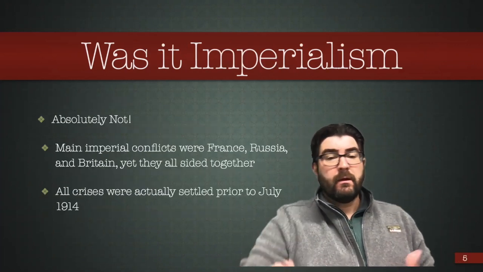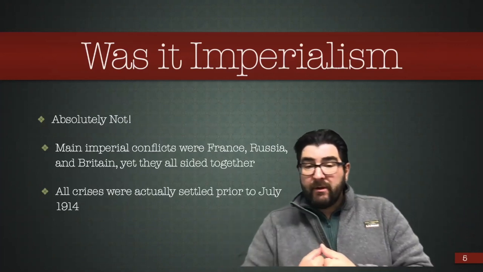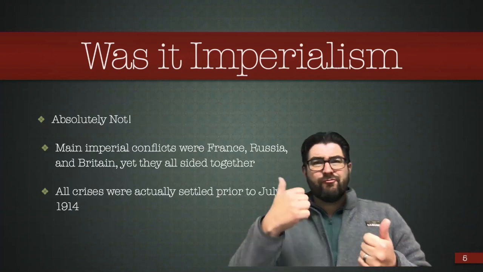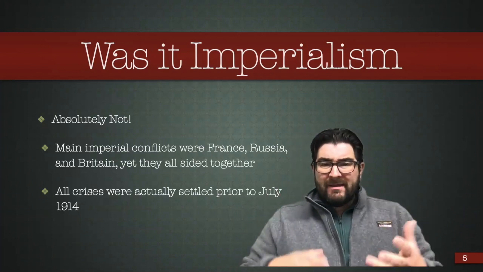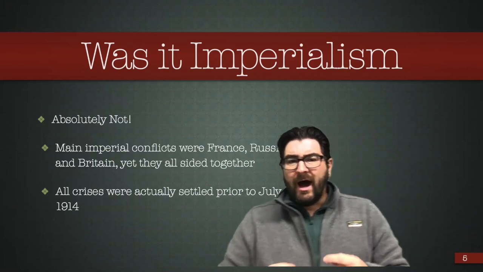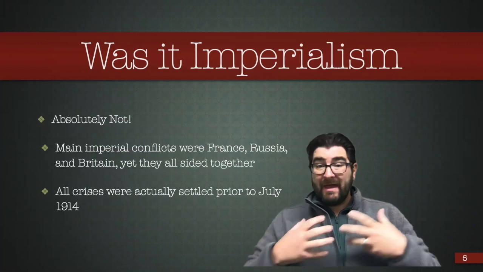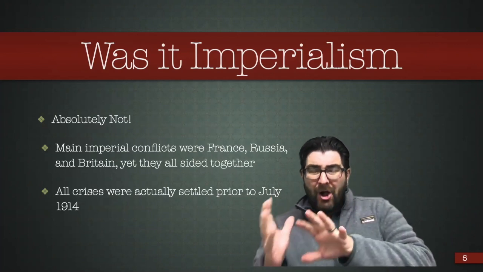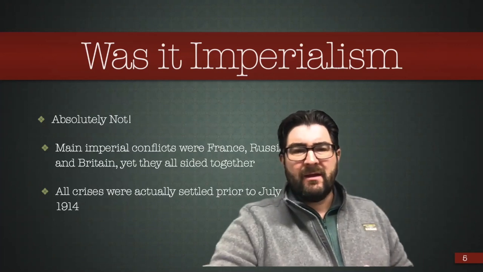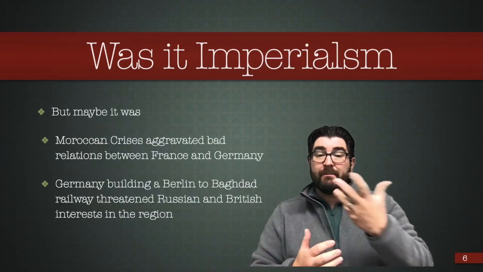The Balkan crisis might have just been a smaller regional conflict if not for the alliances that Austria-Hungary and Serbia had. Maybe it's imperialism, or not. The main imperial conflicts throughout the war were between France and Russia and Britain, yet they're all pretty much sided together in this war. Now, there are certainly rivalries between France and Germany that could contribute to it. But all of those crises were settled long before July of 1914. So that's that. Maybe it was alliance or imperialism.